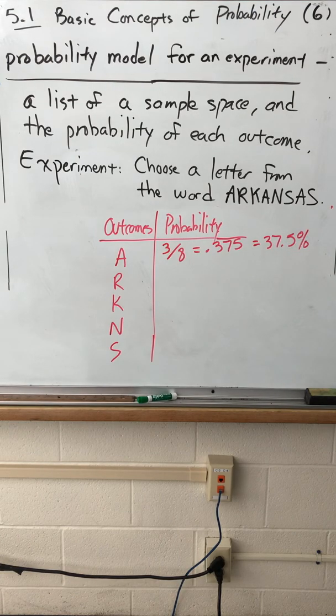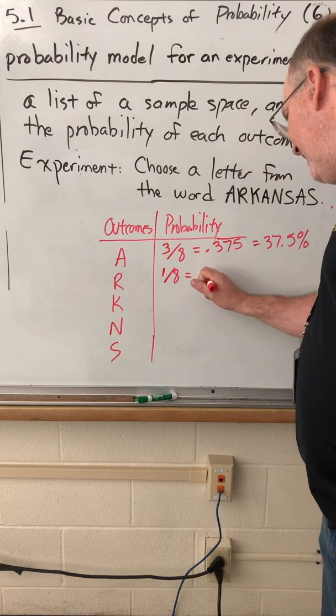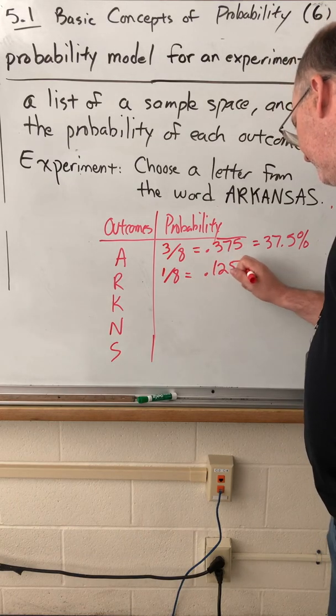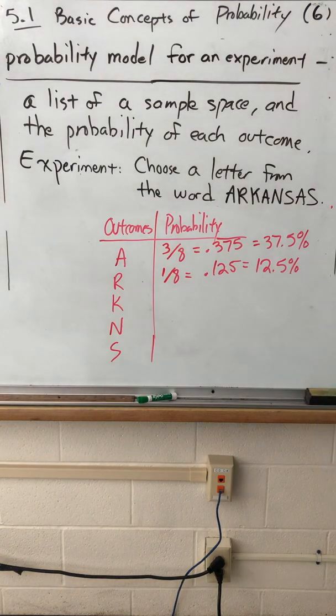What about the letter R? Well, out of the 8 letters, only one of them is R. And 1 out of 8 is 0.125. So as a percent, 12.5%. Pause the video and see if you can complete the rest of the probability model for this experiment. I would go ahead and calculate the fractions, their decimal equivalents, and then convert them to percents.